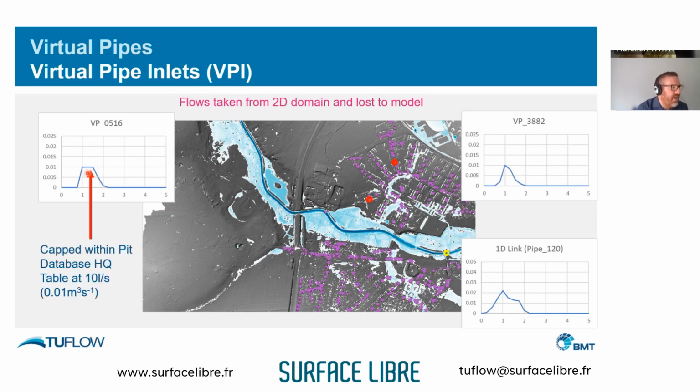In this instance, and it's quite common within the UK, we say that our inlets can only capture 10 litres per second. So in this instance, we can see this cap in our head discharge relationship to stop too much flow being captured by those inlets.